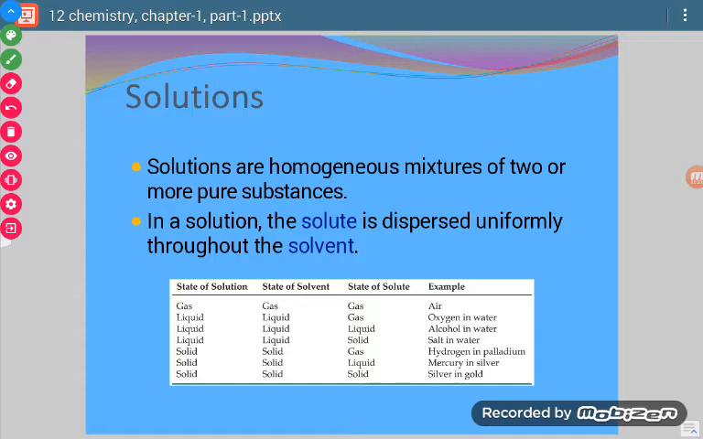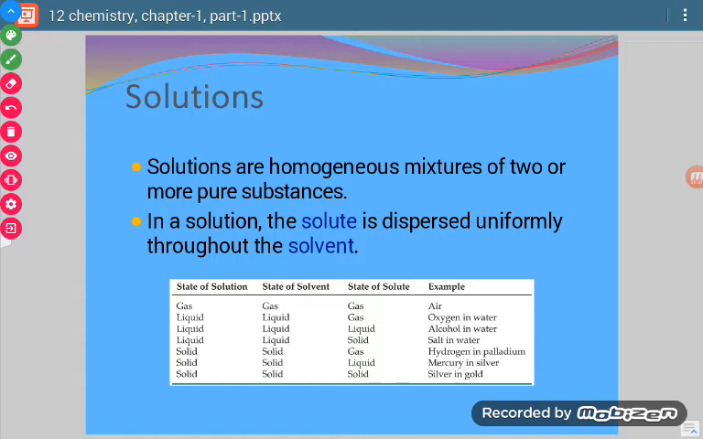Solutions are homogeneous mixtures of two or more pure substances. In a solution, the solute is dispersed uniformly throughout the solvent. Now you can see this table. It depends on the state of the solvent and the state of the solute what will be the state of the solution formed, because we are going to mix a solute and solvent and then a solution will be formed.